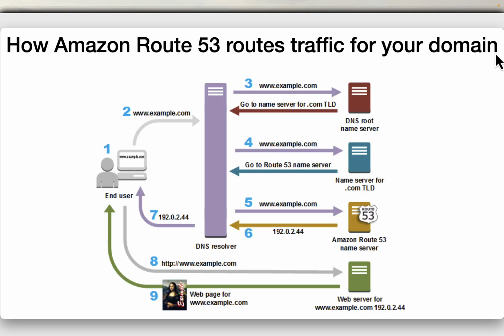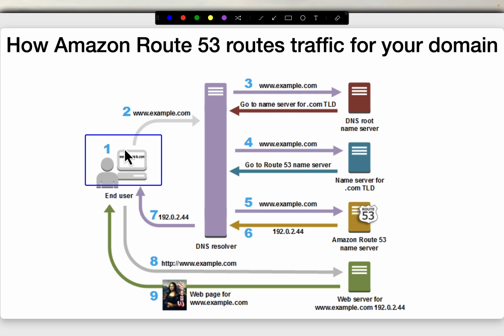Okay, how Amazon Route 53 routes traffic for your domain. So first, let's say a user opens a web browser and enters, for example, www.example.com in the address bar. Now step 2, the request for example.com is routed to a DNS resolver, which is typically managed by the user's internet service provider, such as a cable internet provider, a DSL broadband provider, or a corporate network. Then third, the DNS resolver for the ISP forwards the request for www.example.com to the DNS root name server.